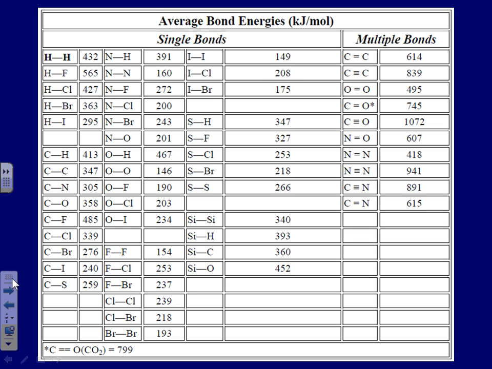Some things to notice. Notice that there's no signs on these numbers, and that's because it depends on whether we're breaking or making the bonds, right?